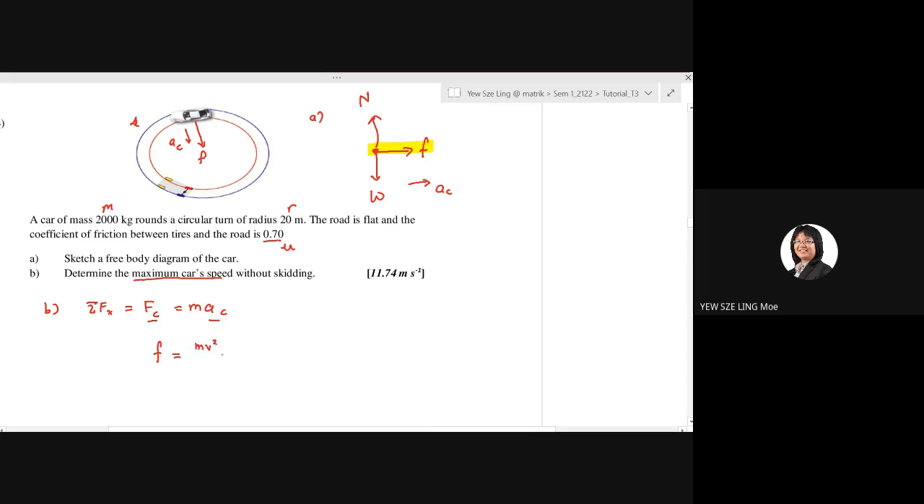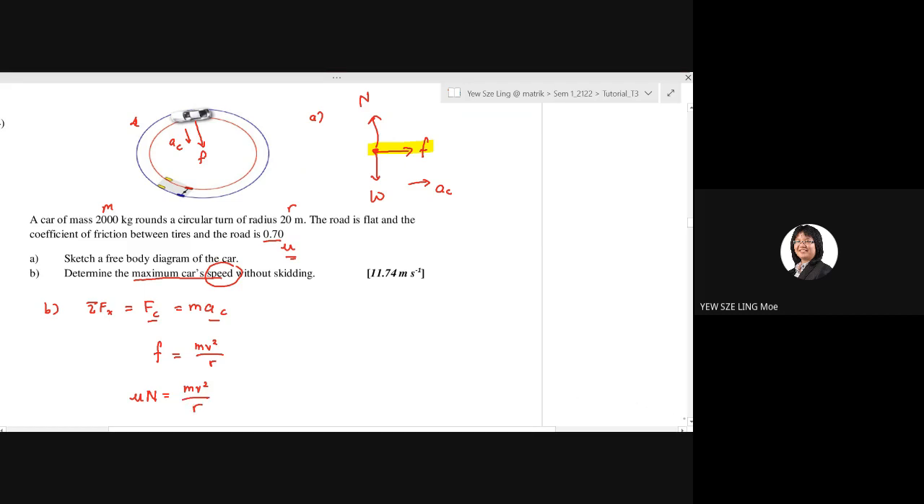mv squared over r. The reason why I change it to v squared over r is because the question is asking for speed, so I need to have speed in my equations. But then again, if you look at the question, I don't have frictional force, but what I do have is the mu, coefficient of friction. Therefore, I'm going to expand these equations one more time. So now I have mu n equals to mv squared over r.